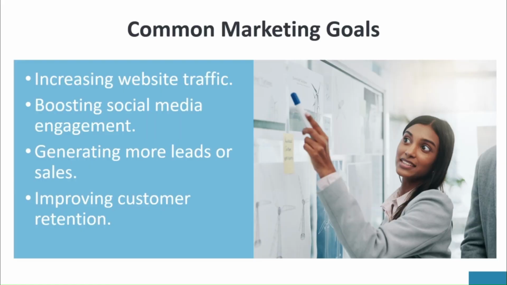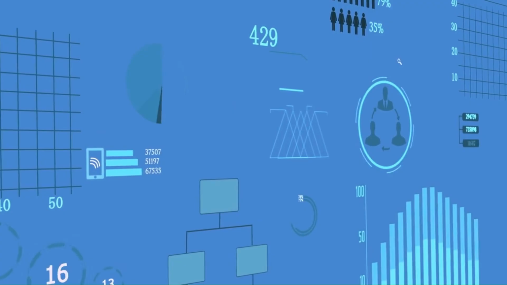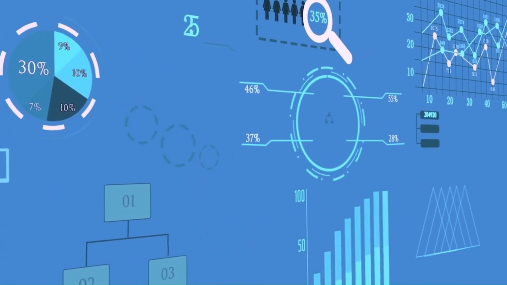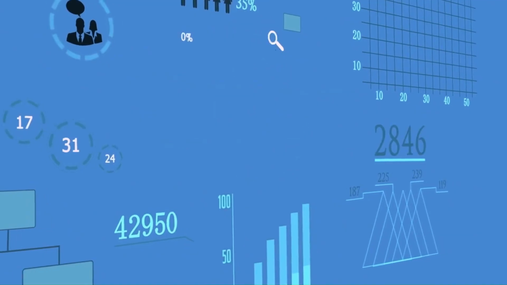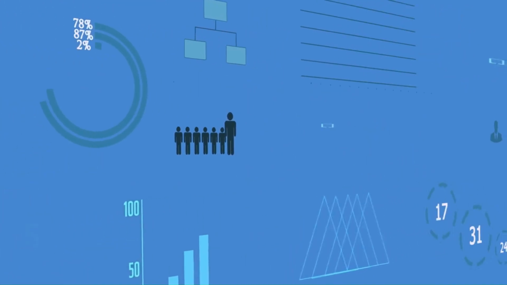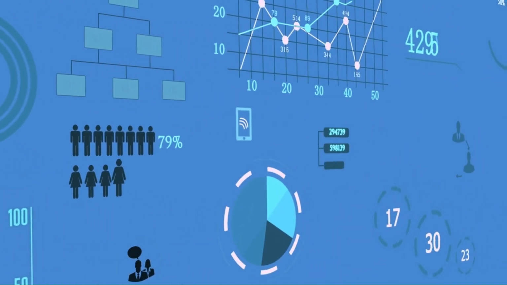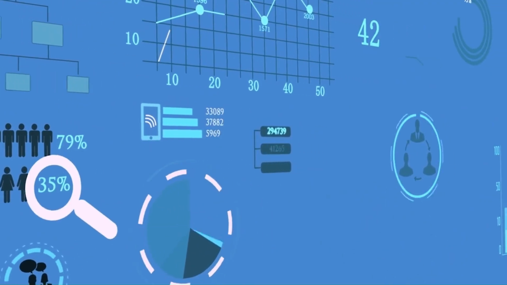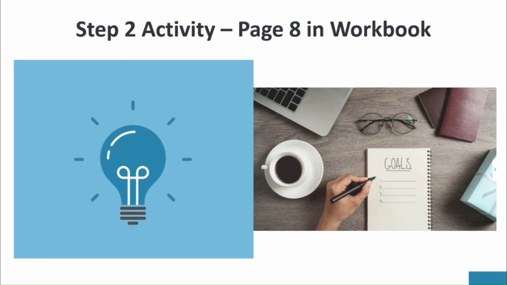Some common goals for small businesses include increasing website traffic, boosting social media engagement, generating more leads or sales, improving customer retention, or all of the above, of course. So head over to page 8 in the workbook for help with establishing these marketing goals. The more specific you can make your goals, the better.